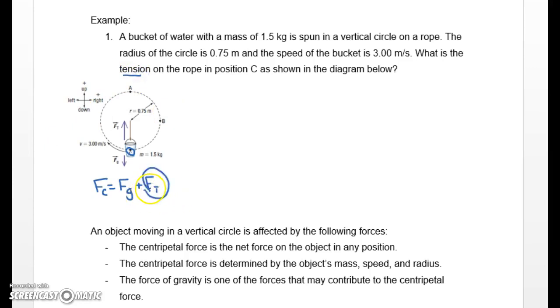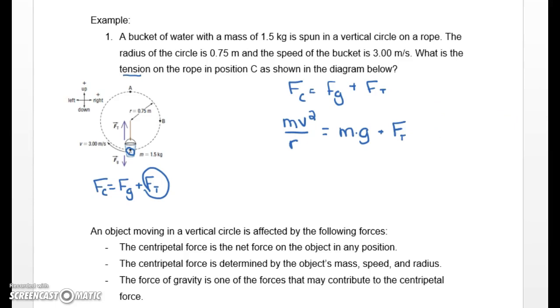What we can go ahead and do is plug in some different equations that we know for centripetal force and for gravitational force. I'll just write this over here. Your centripetal force is equal to your gravitational force plus that tension force. I'm going to substitute in my equation for centripetal force, which, if you guys remember, is your mass times your speed squared divided by your radius. And your gravitational force is your mass times the acceleration due to gravity. Then we can just add it with that tension force.